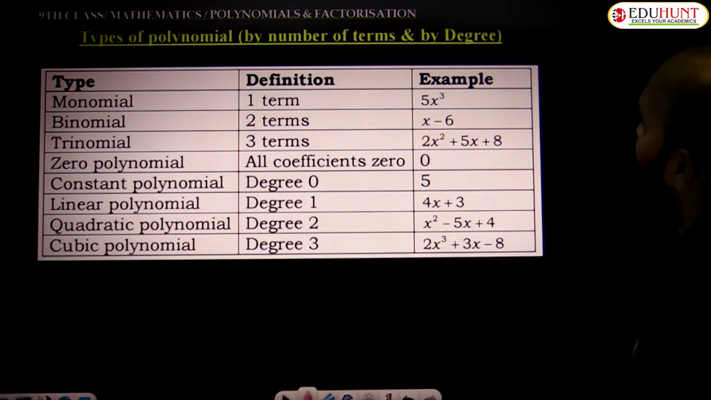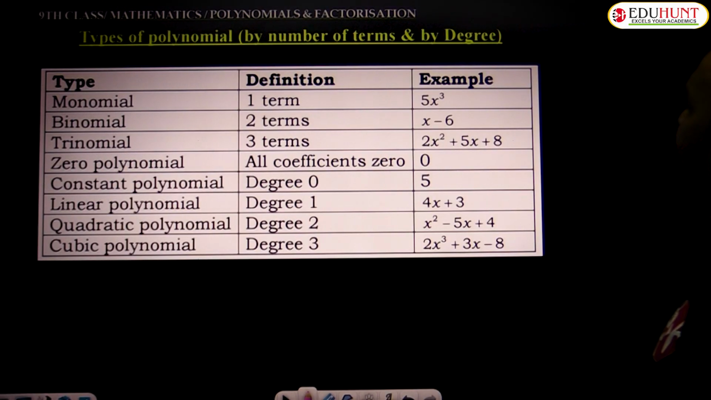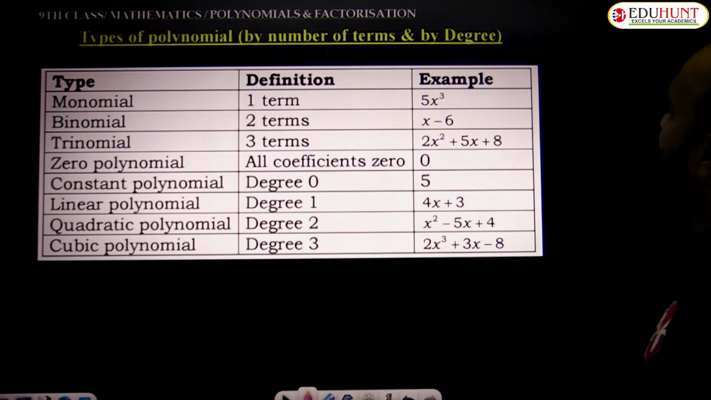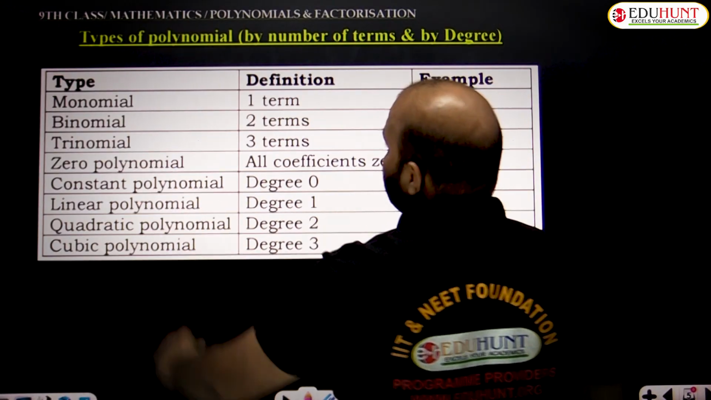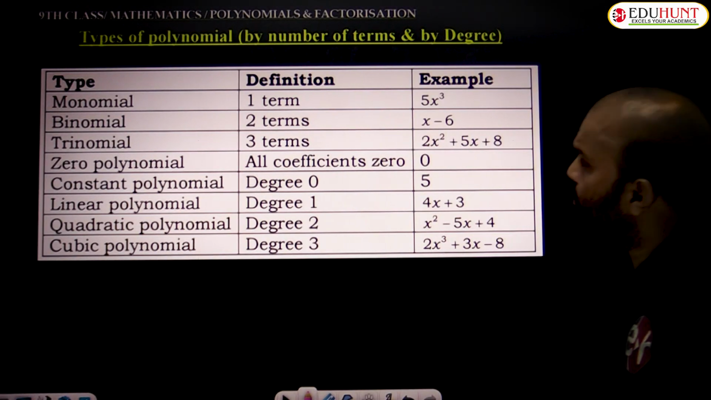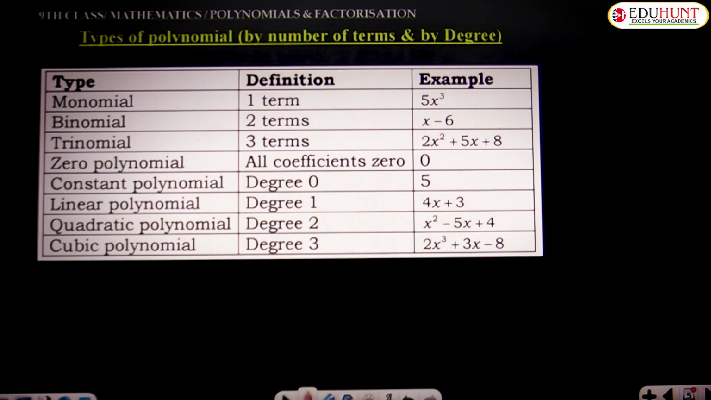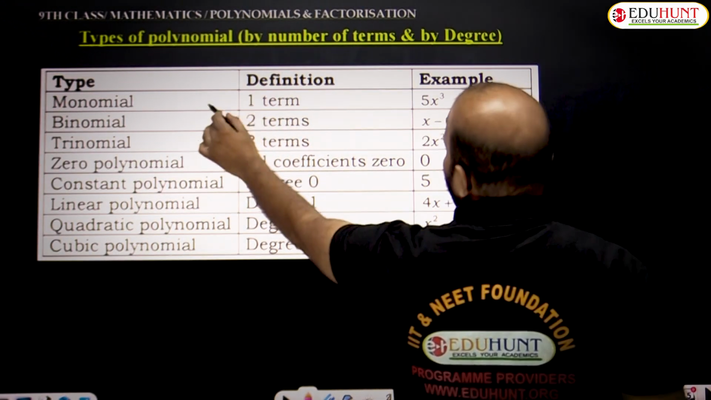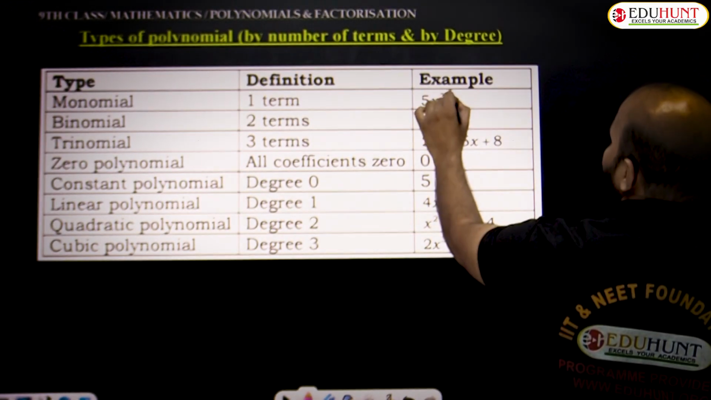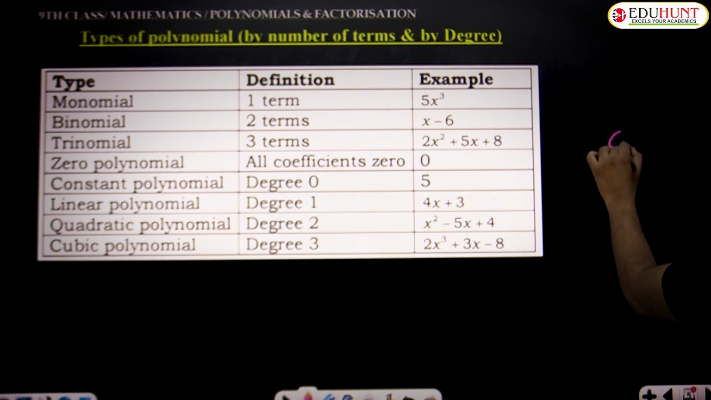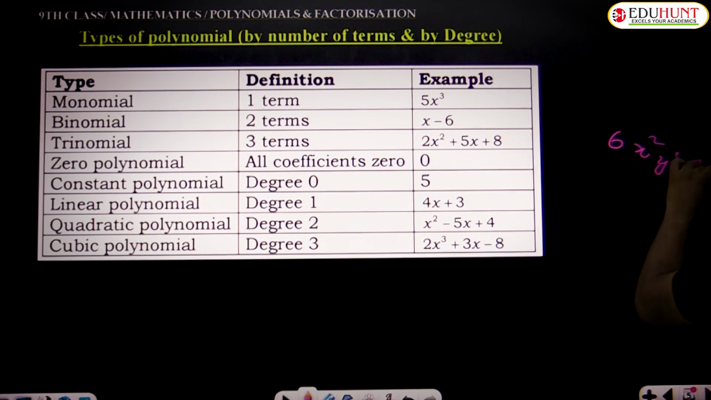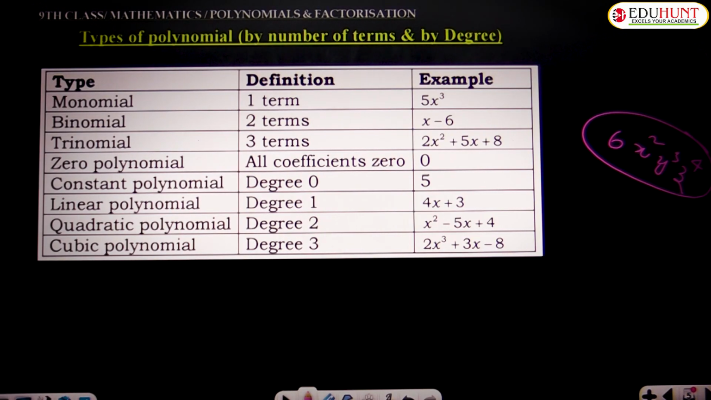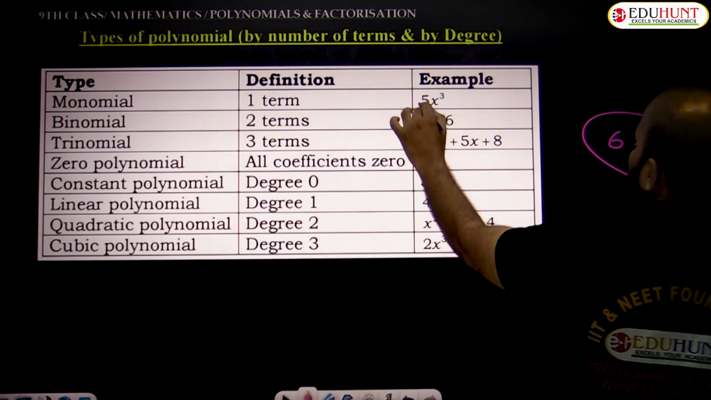Types of polynomial: by number of terms or by degree. Clearly we need to understand the type, definition and example. First one, monomial. A monomial has only one term. What is the example? 5x cube, or 6x square y cube z power 4. It is also called a one-term polynomial. So a one-term polynomial is called a monomial, and 5x cube is the example I have given.